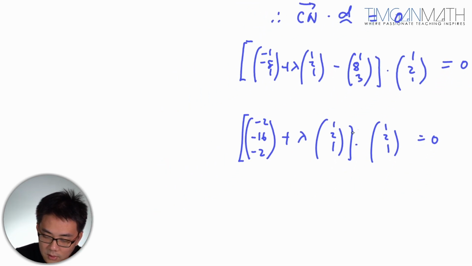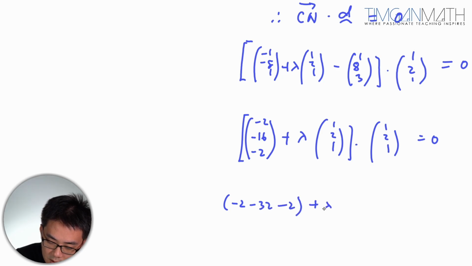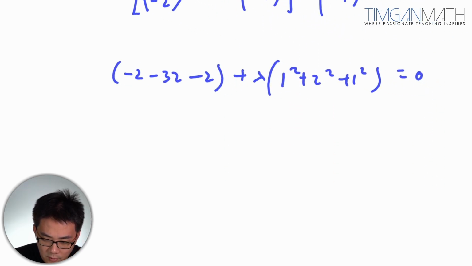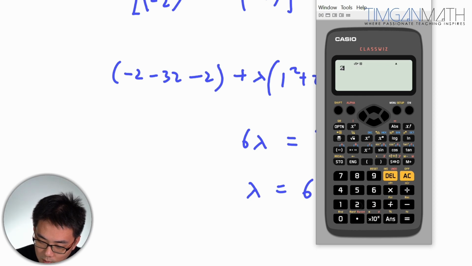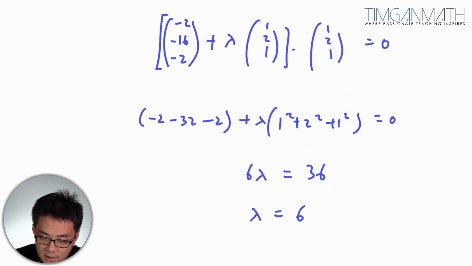So I'm going to dot this. 1 times -2 is -2, then -32, then -2, plus lambda times 1 squared plus 2 squared plus 1 squared equals 0. This is 6 lambda, and the constant is -36. So lambda equals 6, since 2 plus 32 plus 2 is 36. There you go.